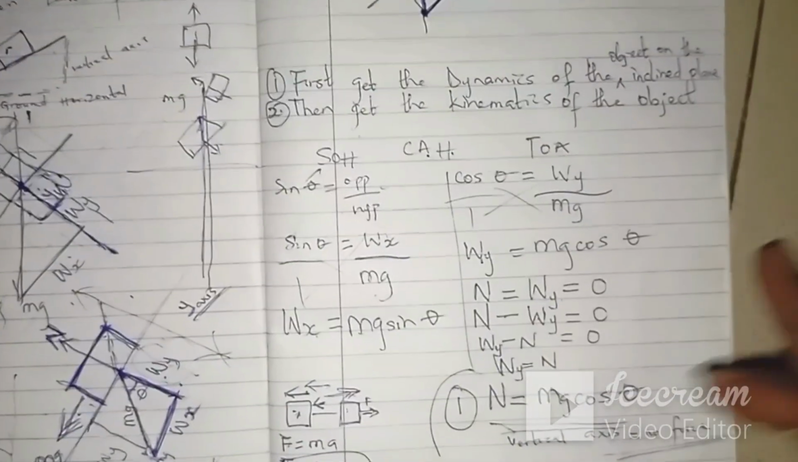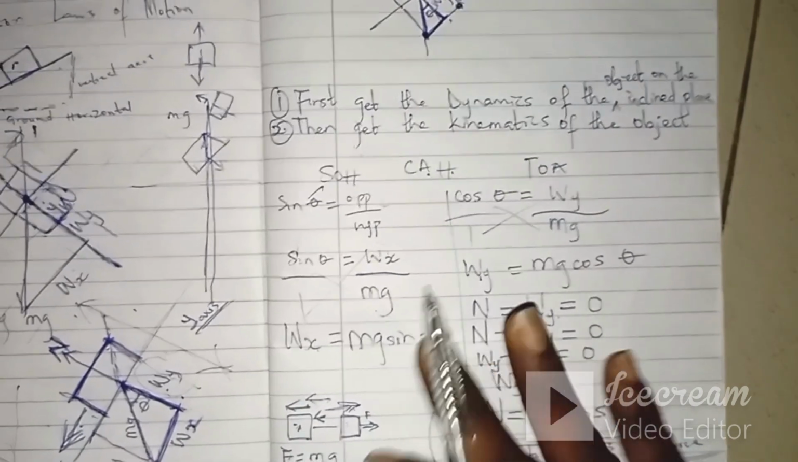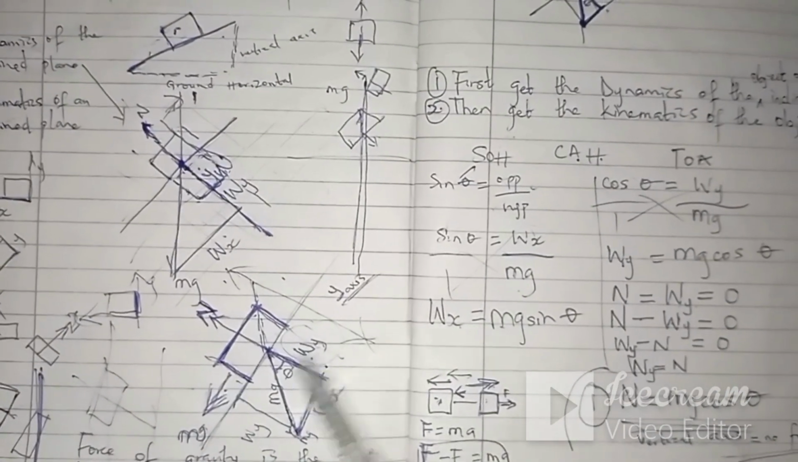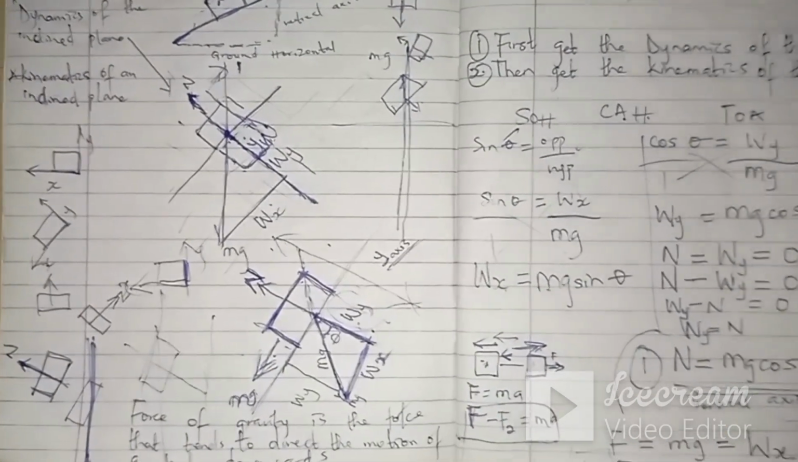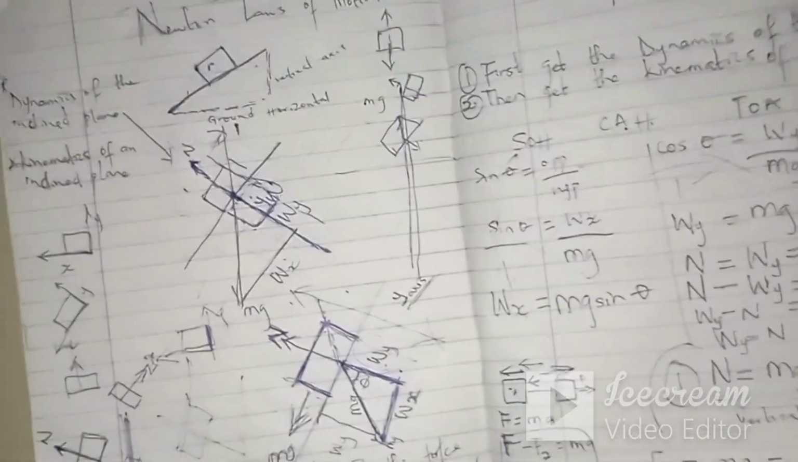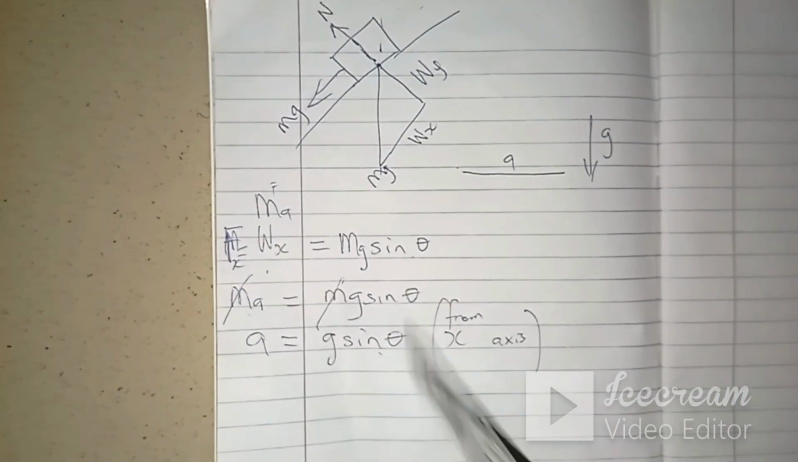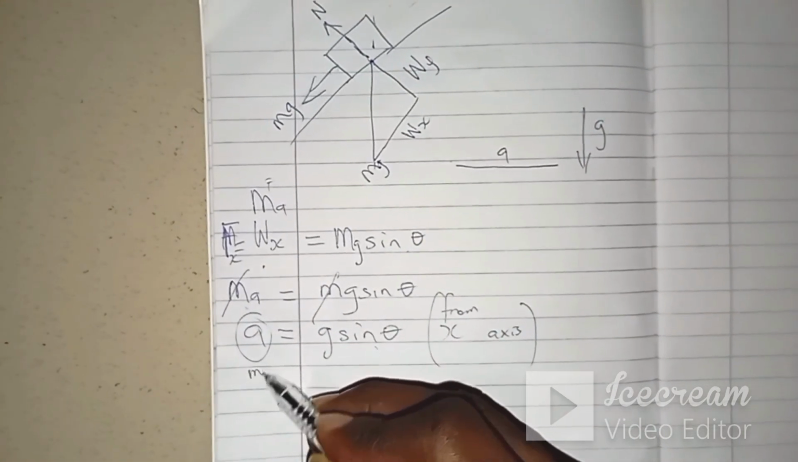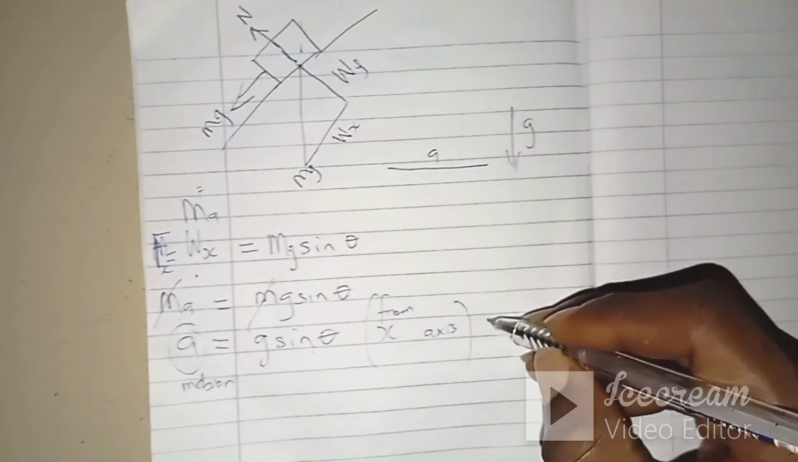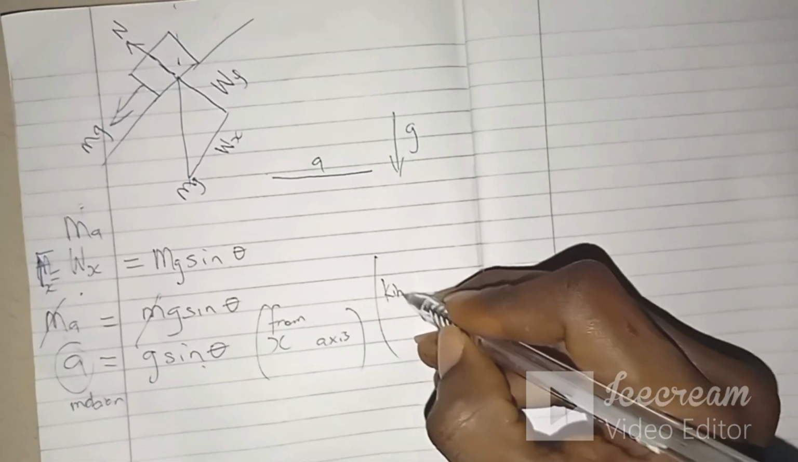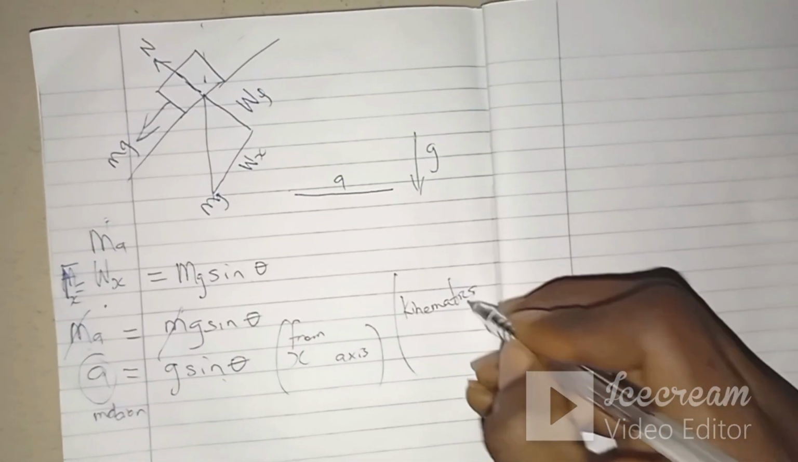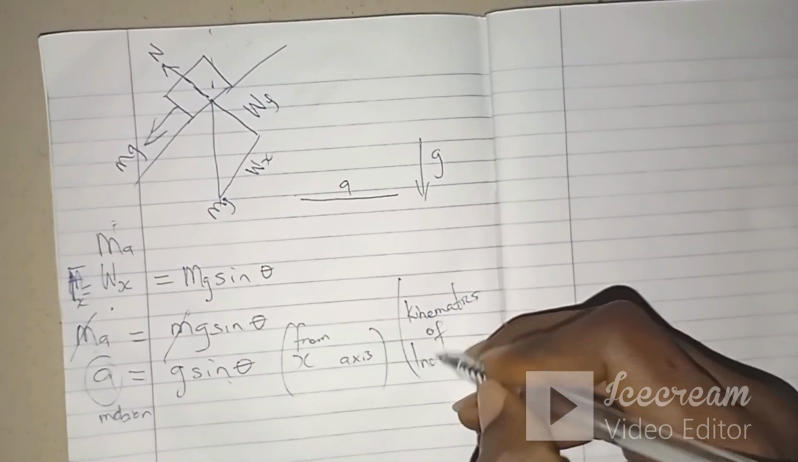The summary of everything we did here is simple. We use this to find the dynamics, and notice that all these things we are doing here are about acceleration. Is it not true? Notice we are talking about acceleration, and acceleration has to do with motion. So this falls under kinematics of an inclined plane.